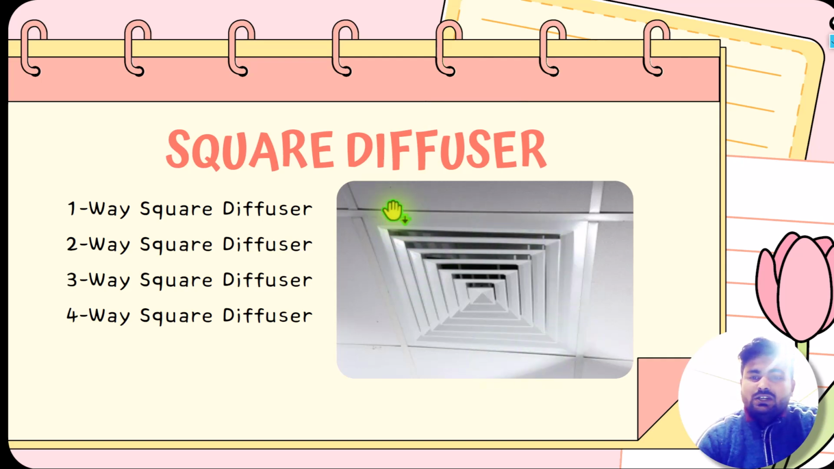If the architectural drawing gives tiles of 600 mm by 600 mm, it is very normal, used everywhere, very common. So if this type of ceiling is given, which diffuser do I have to select? A square diffuser. Simply remove these tiles and place our air terminal, right?